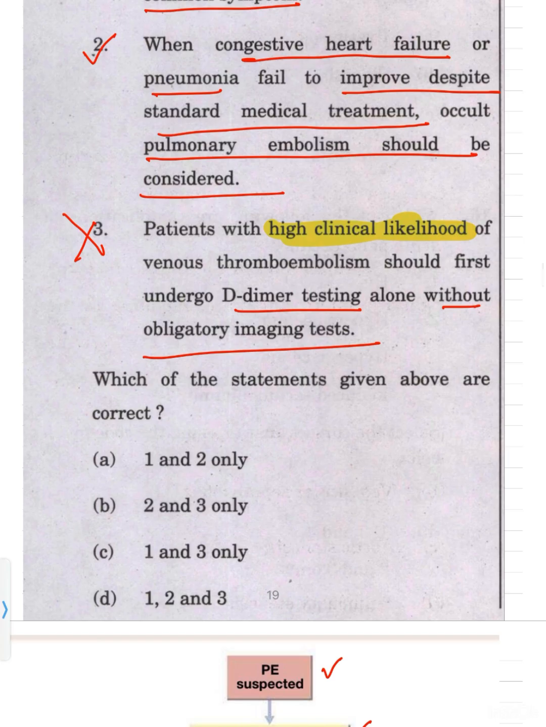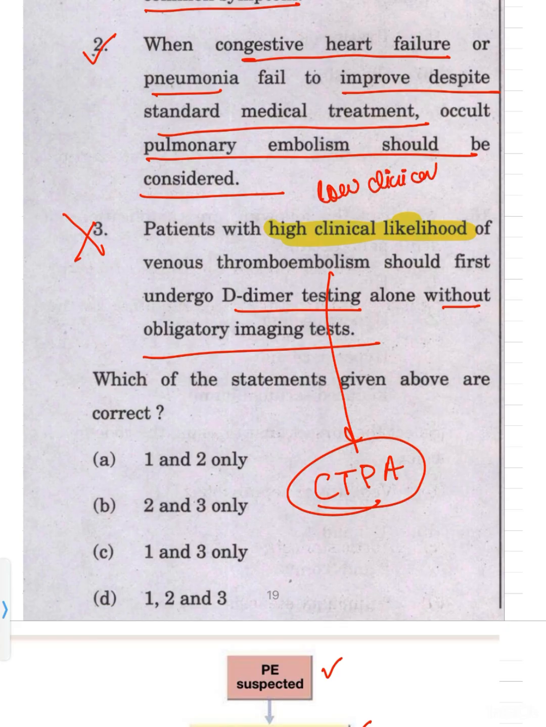So if there is a high clinical likelihood, go for the CTPA. Don't wait for the D-dimer testing. If it's a low clinical score, then you can go for the D-dimer testing. And if the D-dimer testing comes out negative, then only you will avoid doing CTPA. But if the D-dimer test is positive, then again you have to go for the CTPA. That you have to remember.